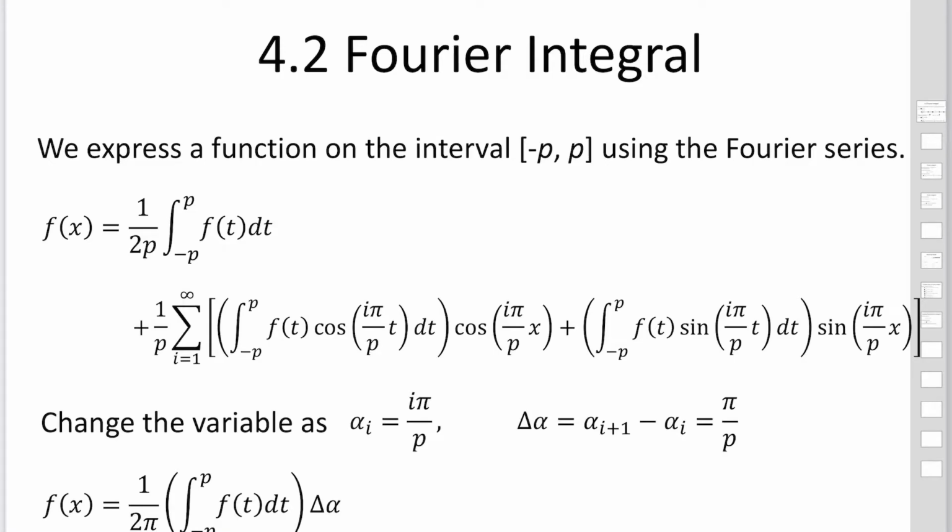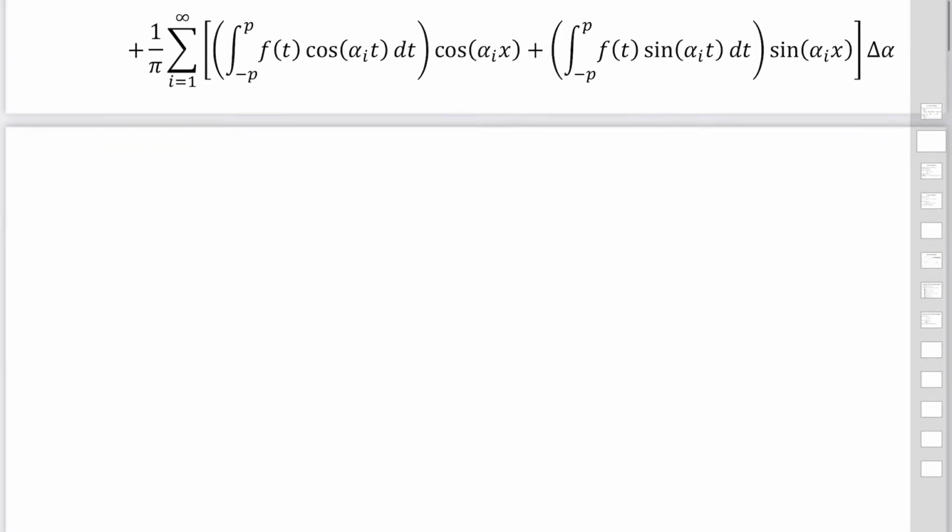In this section, I'd like to explain the Fourier integral. We studied how to express a function f as a Fourier series. f(x) is expressed as a sub 0 over 2 plus the sum from i equals 1 to infinity of a sub i cosine(i pi over p x) plus b sub i sine(i pi over p x). This is a Fourier series.